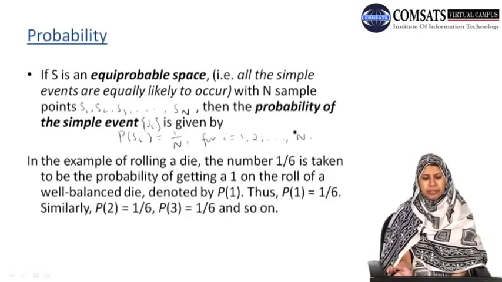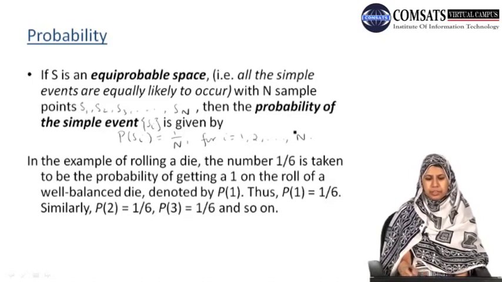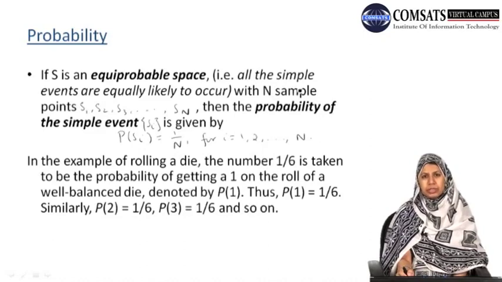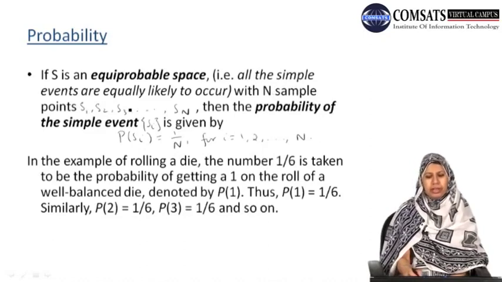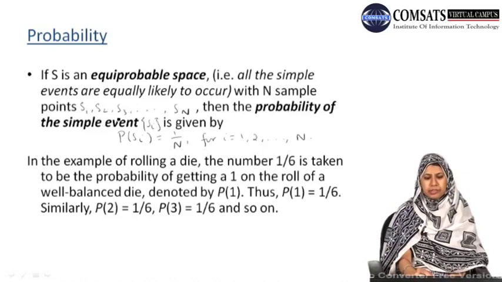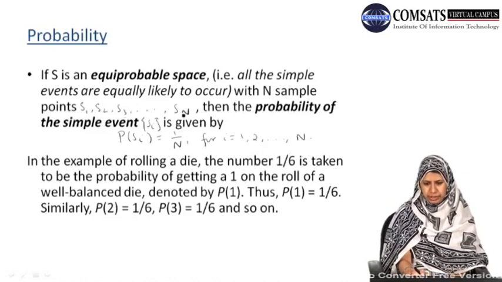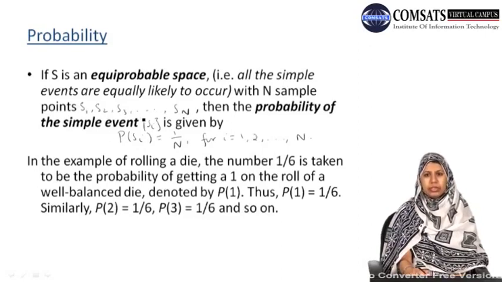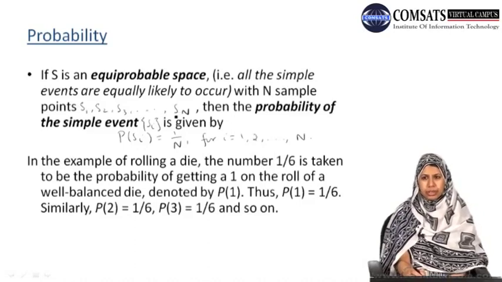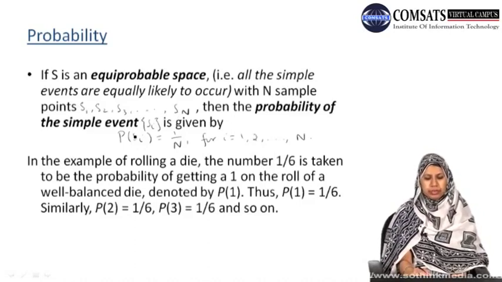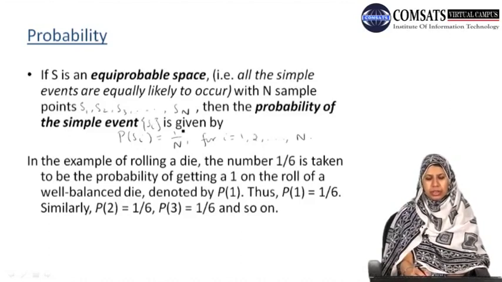Okay, what do we mean by this definition? We have a sample space with capital N sample points and we assume that each outcome has an equal chance to occur. Let's say the sample points are denoted by S1, S2, S3 and so on up to SN, and we are interested in knowing the probability of our simple event Si, where i can be any value from 1 to capital N. Then the probability of the simple event will be given by P of Si equals 1, since the probability of this event to occur is 1, divided by the total number of sample points.